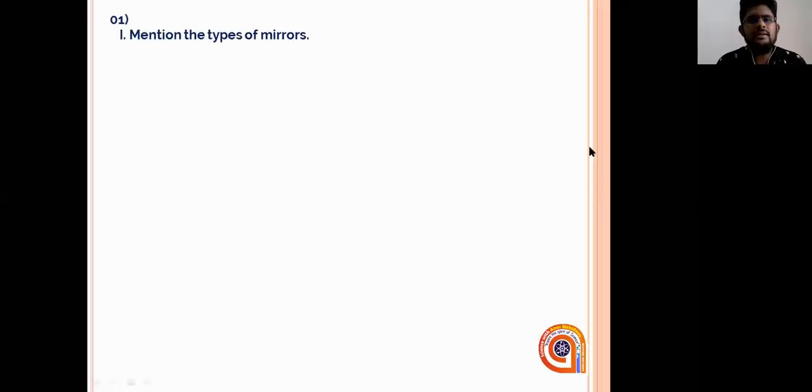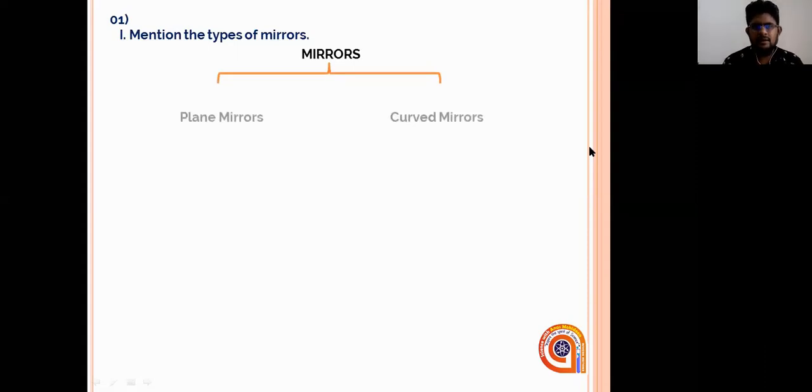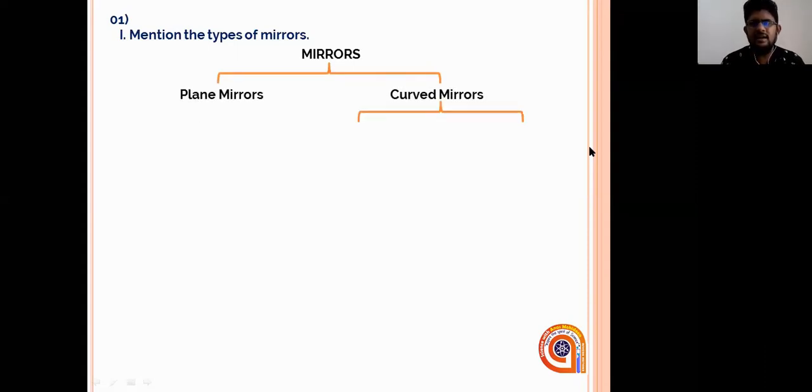That is, mention the types of mirrors. The mirrors we divide into two. Basically, there are two types of mirrors. What are they? Plane mirrors and curved mirrors. And these curved mirrors, again, we divide into two. They are convex mirrors and concave mirrors. Shown here is the classification of mirrors.